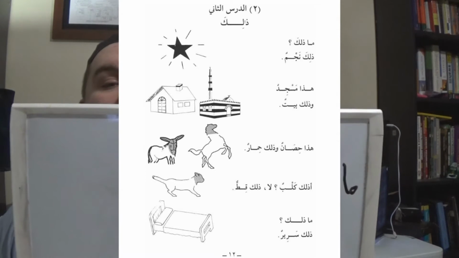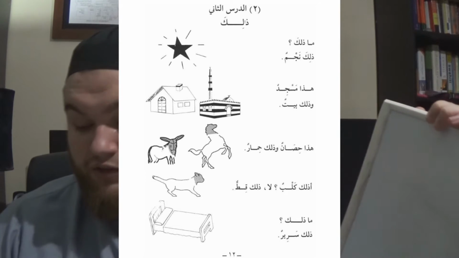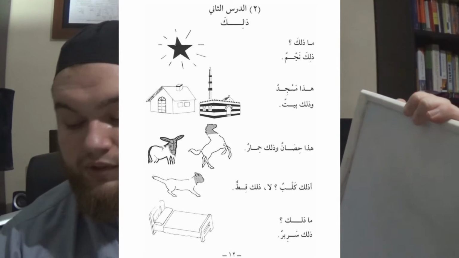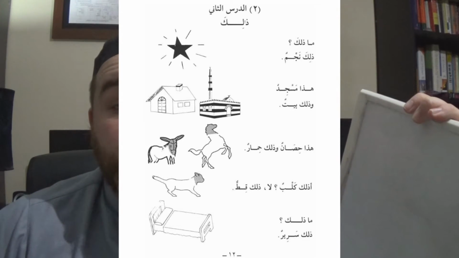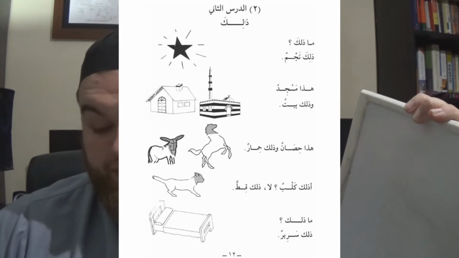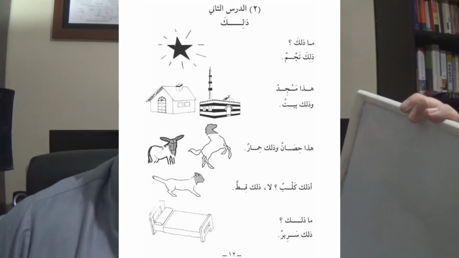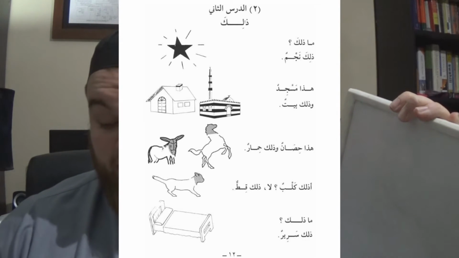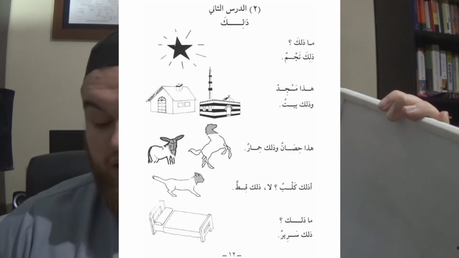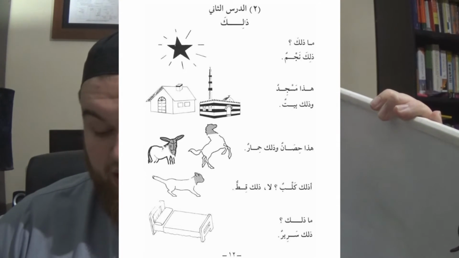So, ما ذلك. And it says ذلك najmun. So this is najm, a word we already went over, star. So ذلك النجم. And the next one is هذا مسجد وذلك البيت. So this is a masjid and that's a house. And then you're getting into some new vocabulary.